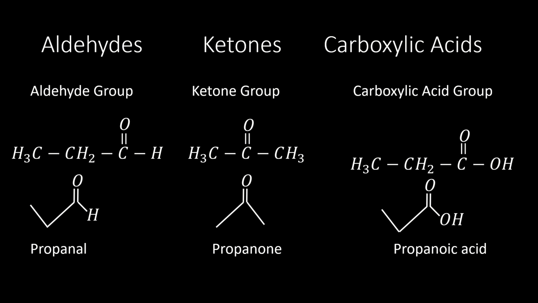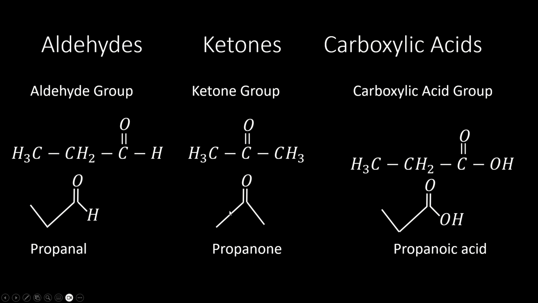If we now have 3 carbons and the carbonyl group is in the middle of our molecule, or in one of the interior carbons, we now have what's called a ketone group, or a carbon double bonded to oxygen, a carbonyl, that is also bonded to 2 other carbons. Because there's 3 carbons in the molecule, we call that propan. But instead of propane, we now call it propanone.